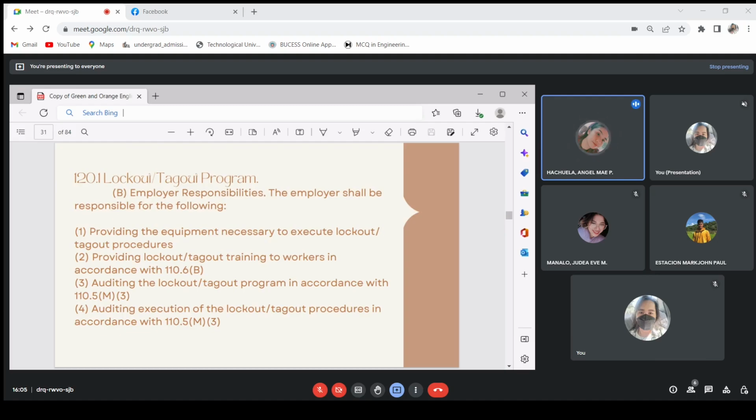So, employer responsibility. The employer shall be responsible for the following. Number 1 is providing the equipment necessary to execute the lockout-tagout procedure. Number 2, providing lockout-tagout training to workers in accordance with Article 110.6. Number 3 is auditing the lockout-tagout program in accordance with Article 110.5. Number 4 is auditing execution of the lockout-tagout procedures in accordance with Article 110.5. Next.